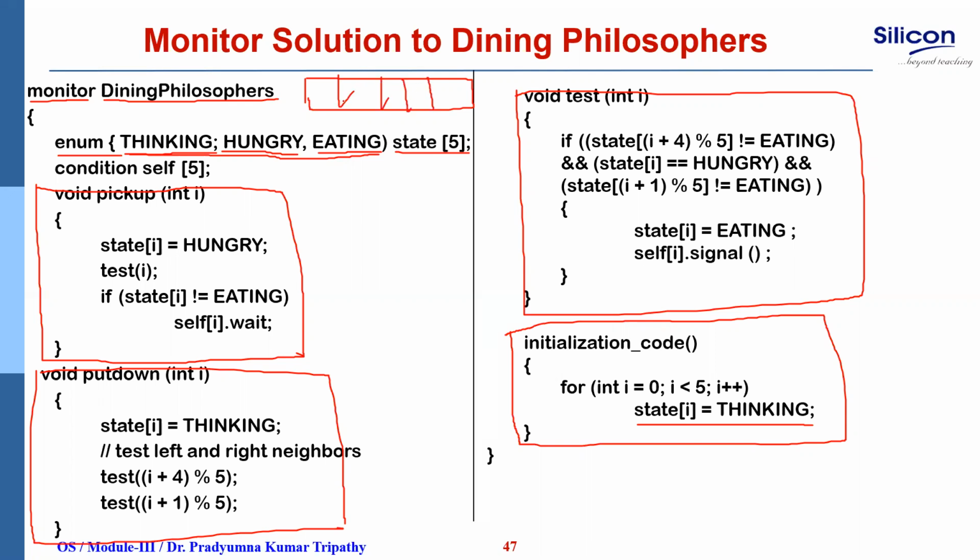So 3, 4, you may have 1, 2, 3, 4, 5. I have 5 states. So state of 0, state of 1, state of 2, like that it will be there.